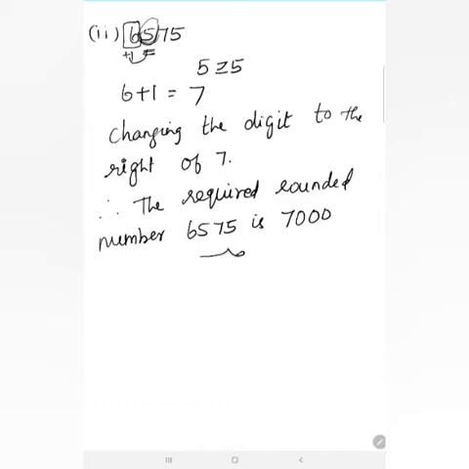Then we will see one more example. Round off the following number.